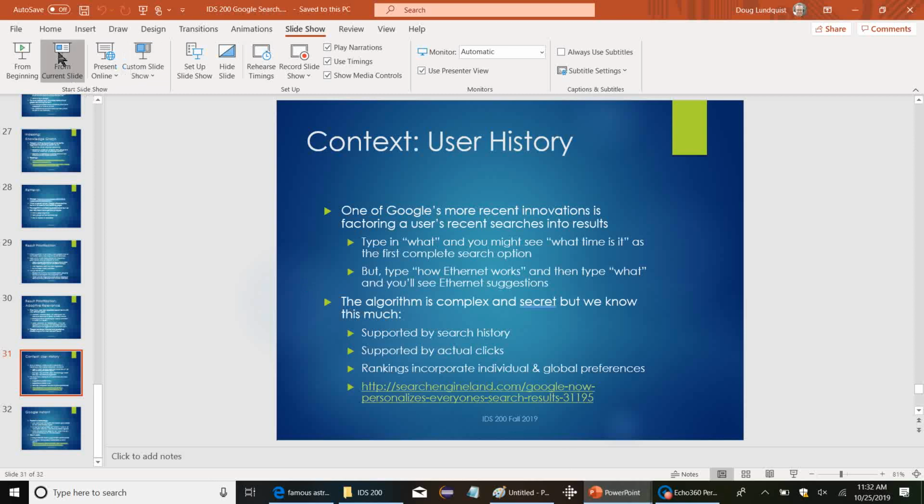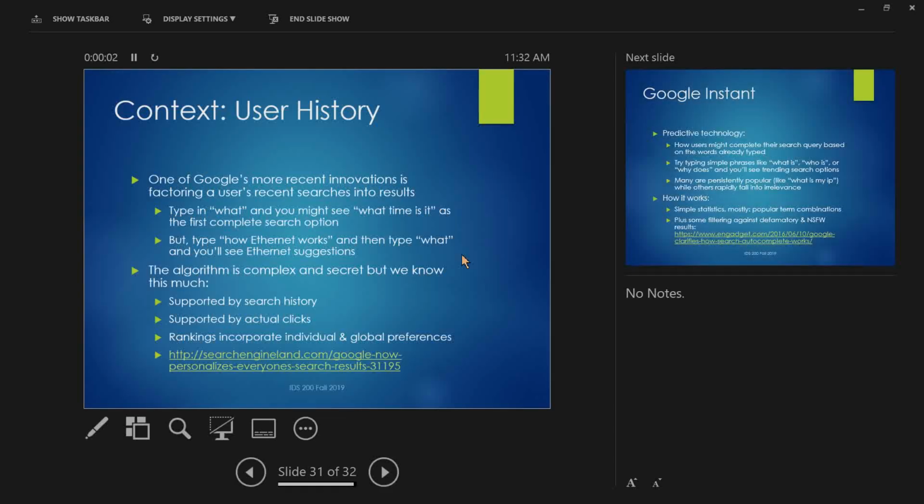I did it with Ethernet, but yeah, we saw it right there. So again, the algorithm is complex and secret, but we know some things. Number one, it's supported by search history, so things that you've actually searched for will be a factor. Actual clicks, pages you've clicked on in the search results, are given even more weight, because it's like you found something interesting, that's probably what you're looking for.